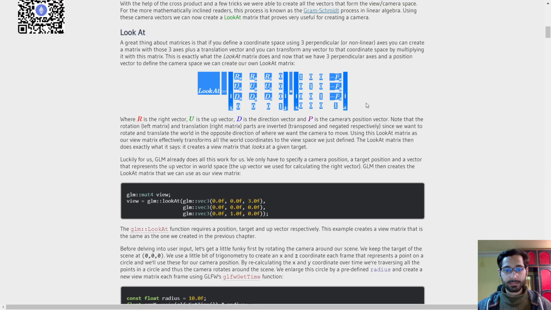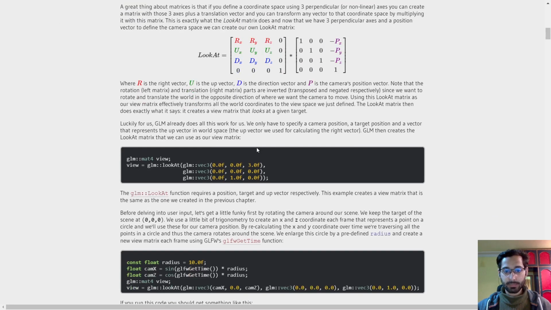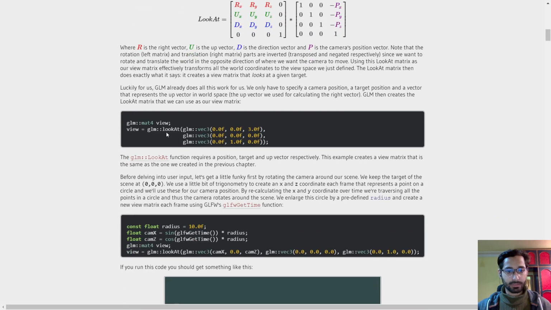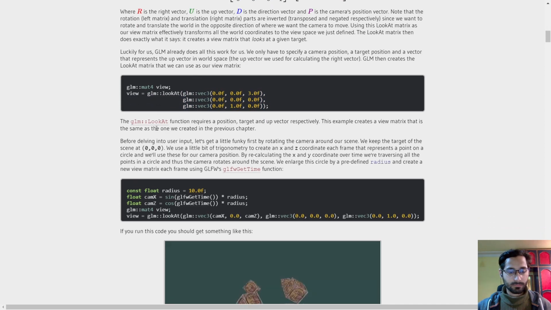All of this we don't need to do manually because GLM already does that for us. All we need to do is call the GLM lookAt function and provide it with all of these vectors that we calculated previously. The GLM lookAt function requires a position, a target, and an up vector respectively. The position is the camera's position.